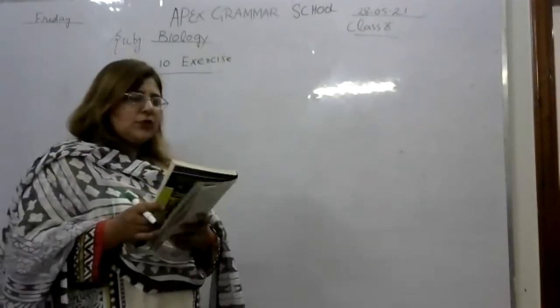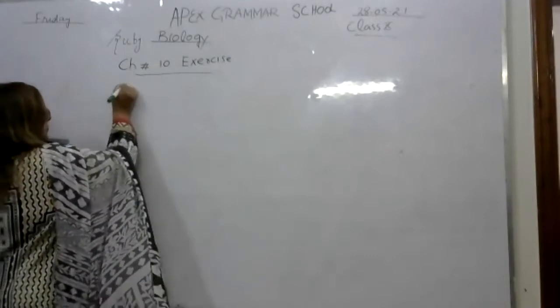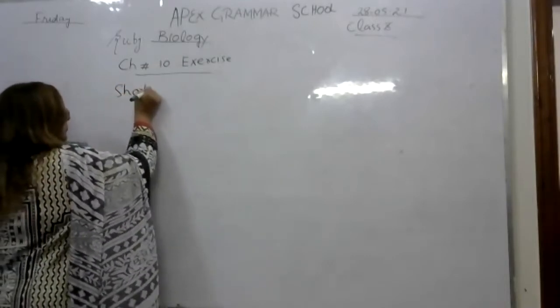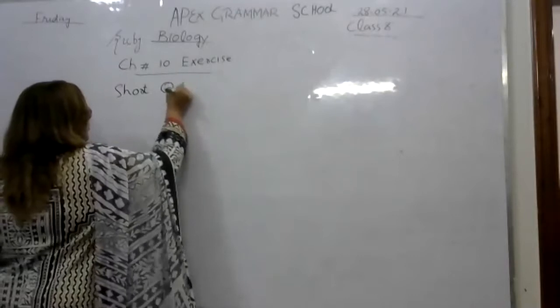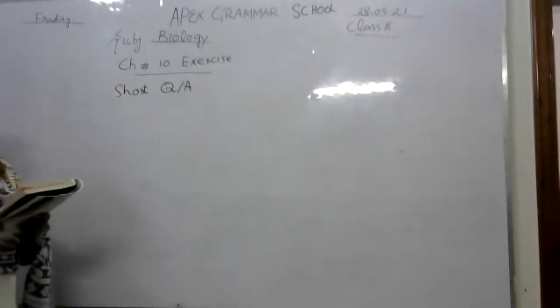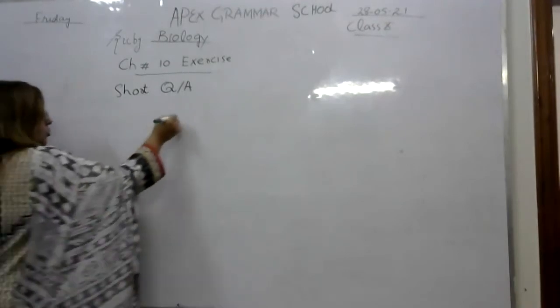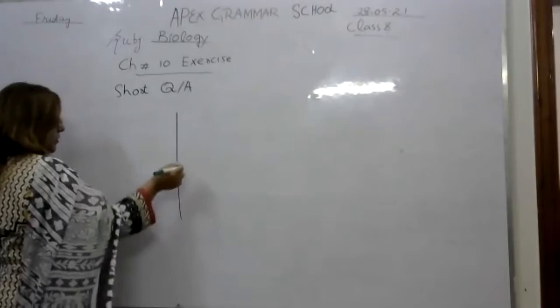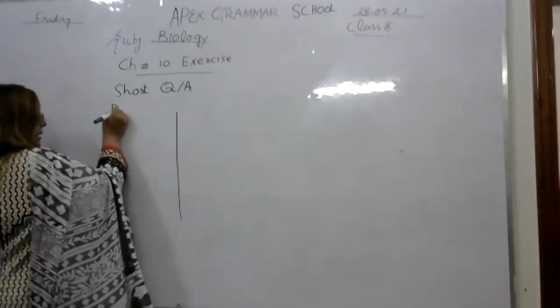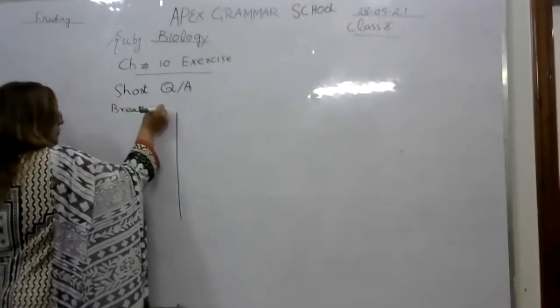Okay, next question is the short questions. Short question answers. First question is: differentiate between breathing and cellular respiration. So you have to tell the differentiation. Breathing and respiration.